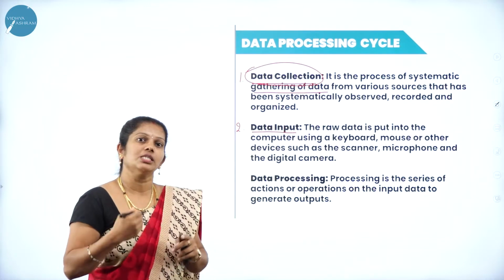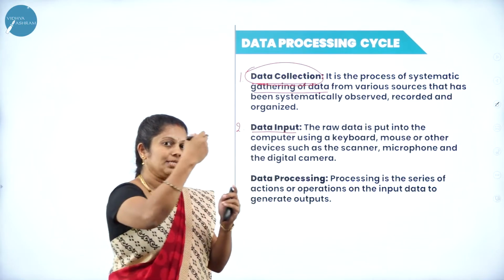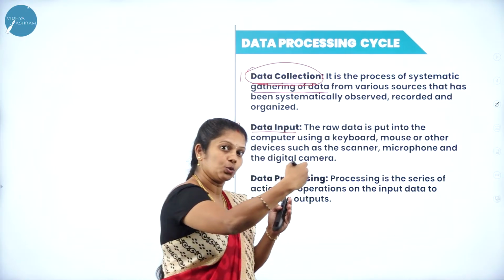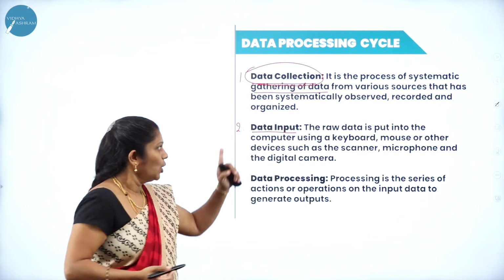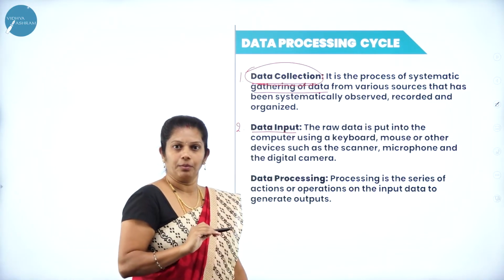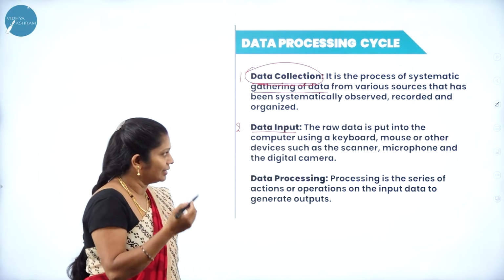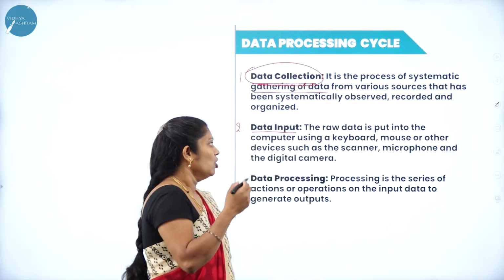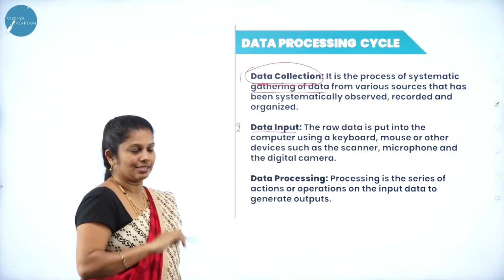Then output device means the information which we are getting from the computer, that can be called as information, is it not? The devices where I am getting the information from the computer can be called output devices. Whereas whatever data we collected, we will input to the computer through input devices like keyboard, mouse or any other devices like scanner, microphone or digital camera. That can be called as data input. This is the second stage.